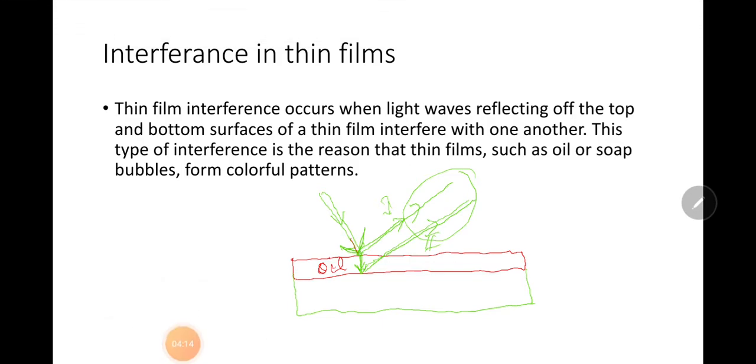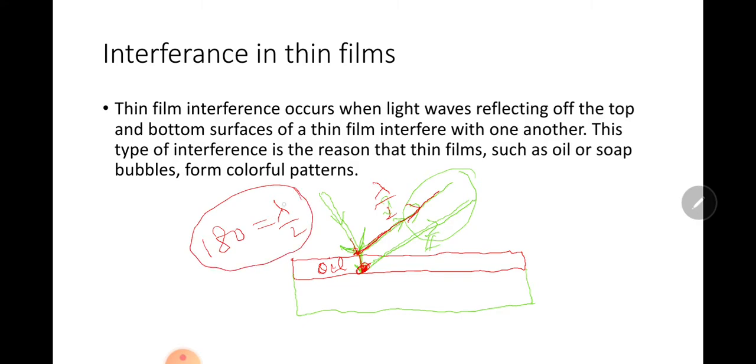So ray 1 is reflected and ray 2 is refracted, and then it reflects from the bottom of the oil and from the top of the oil. When it is reflected from the top, a phase change of lambda divided by 2 will take place. A phase difference of 180 degrees will be produced, which is equal to half of the wavelength.